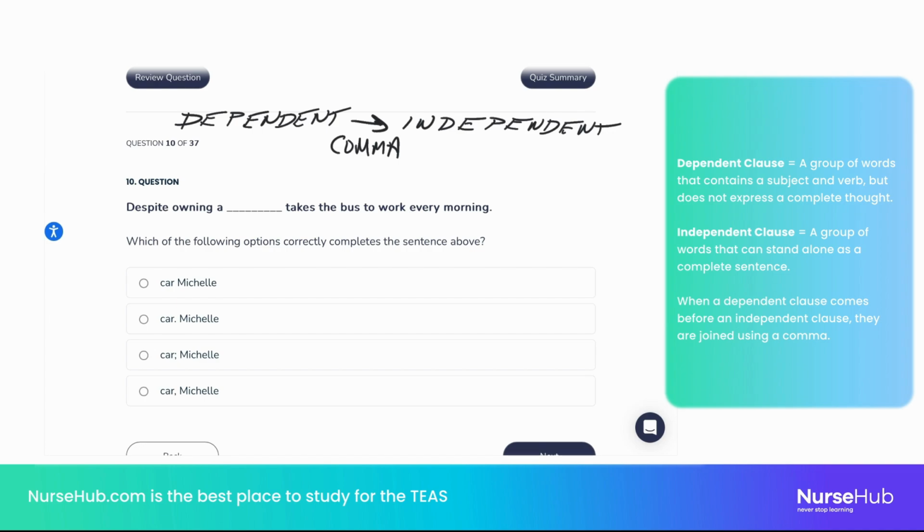So if we just say Michelle takes the bus to work every morning, that works. So that is an independent clause. So we have a dependent clause, check, and an independent clause, check. What do we do in between them? We put the comma right there. Right, there is our answer. So we're at number 10, we're already there.